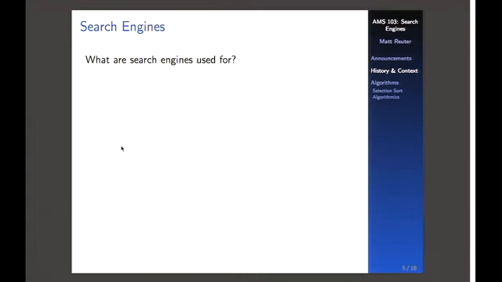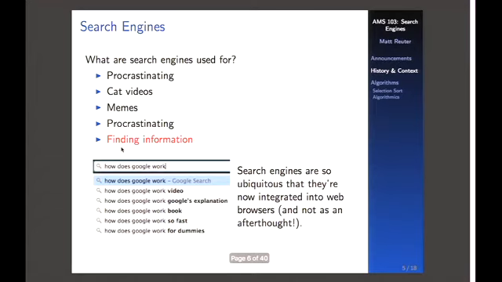Okay, so you're using them to find either websites or videos or images or what else? What else do you use search engines for? Okay. Well, certainly that works. I mean, I can personally think of using search engines for procrastinating. Sometimes I use them for cat videos, memes, more procrastinating. But generally speaking, what do we use search engines for?